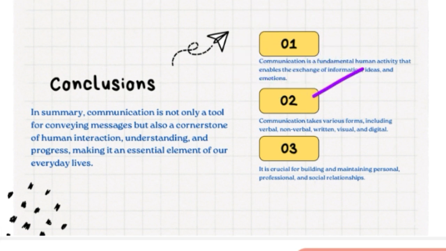The second point is that communication takes various forms including verbal, non-verbal, written, visual, and digital. These are the main types of communication, and there can be many more, like group communication and interpersonal communication. You can add according to your needs. The last point is that it is crucial for building and maintaining personal, professional, and social relationships.